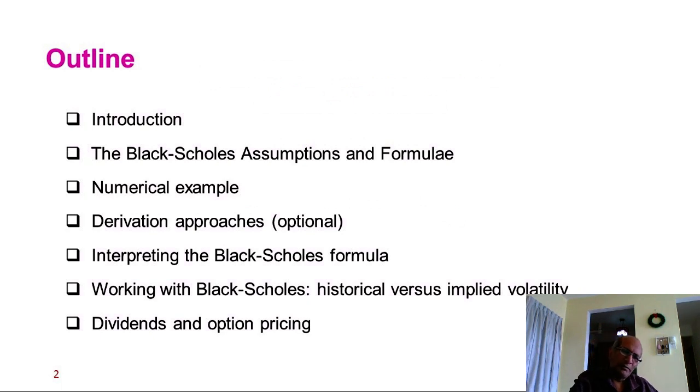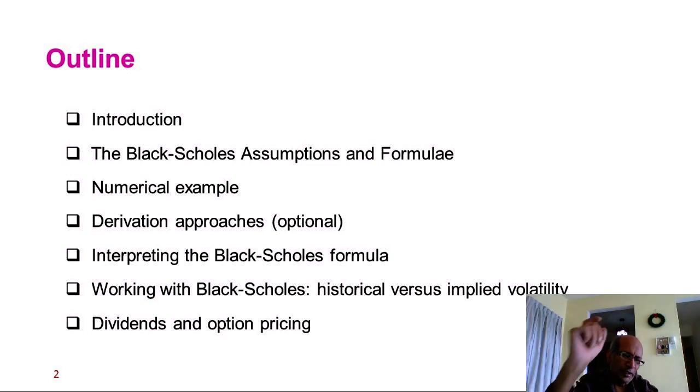The unit lecture outline will be: first, a brief introduction where we'll compare the binomial model and the Black-Scholes model. Then the very important part is the Black-Scholes assumptions and the formula itself. There are some assumptions which underpin this model, which are essential to estimate the Black-Scholes call price and the put price. Then I'll give you a numerical example where you can appreciate the very celebrated equation, the Black-Scholes model equation, and how to calculate it.